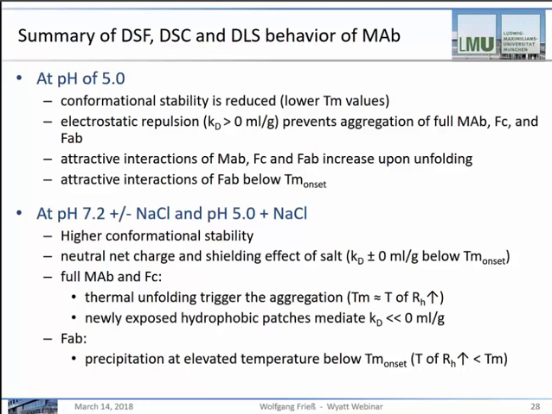For the Fab, the precipitation at elevated temperatures already occurs well below the Tm onset again. So we have to balance out. We have a reduced conformational stability at pH 5, but we have a reduced interaction. So if we stay well below this temperature, aggregation may be less of a problem if colloidal stability is the critical pathway of instability.